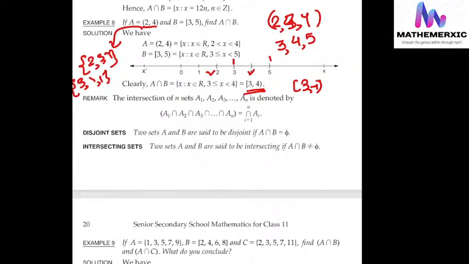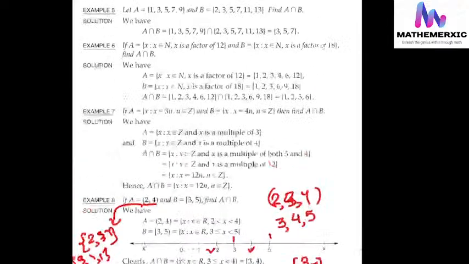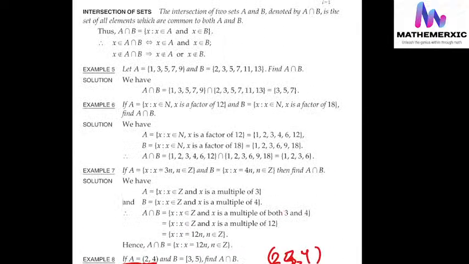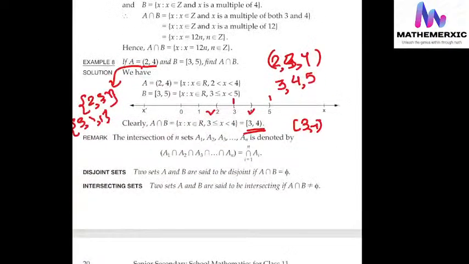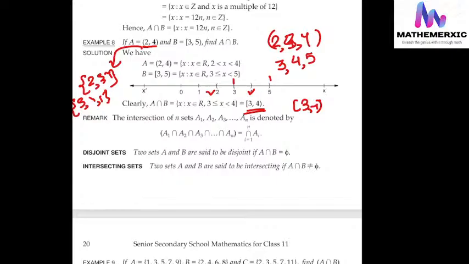So the intersection of n sets A1, A2, A3 is denoted by the intersection symbol, with i equal to 1 to n of Ai. That we can write in the same way we have written the union, in the same format. Two sets A and B are said to be disjoint if they're not joined together, if the intersection is phi. Two sets A and B are said to be intersecting if the intersection is not equal to phi.